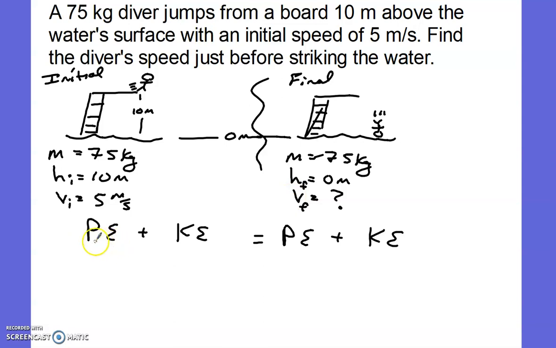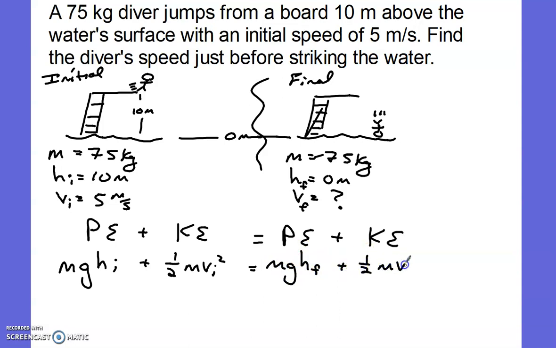Now the potential energy formula for this one, we're talking about gravitational potential energy, so that'll be mgh. We're talking about the initial conditions. The kinetic energy formula is 1/2 mv squared. And again, we're talking about the initial conditions. That is equal to, again, mgh, but for the final condition, plus 1/2 mv squared, but again for the final condition.